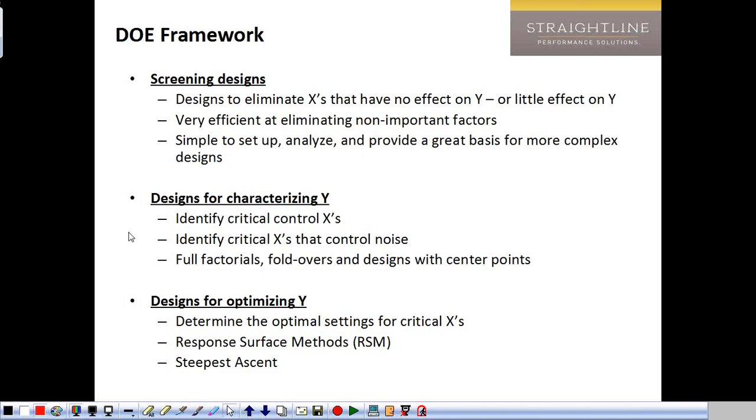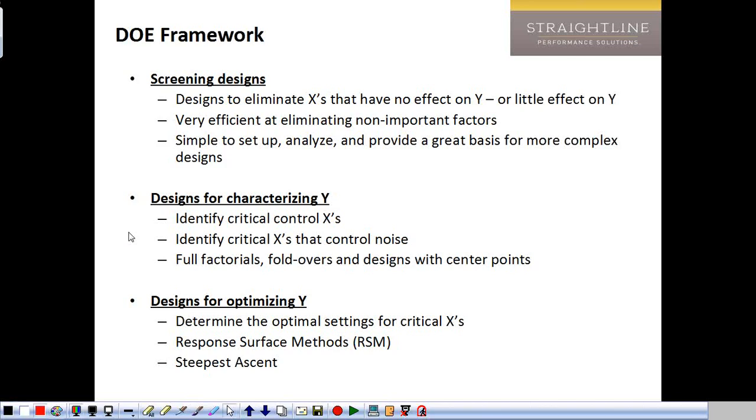Now, the basic thing is that screening designs are used to eliminate the X's that have no effect on Y. They're very efficient at eliminating these non-important factors, simple to set up and analyze, and provide a great basis for the more complex designs that follow. Second thing is designs for characterizing Y. That's what we've already done.